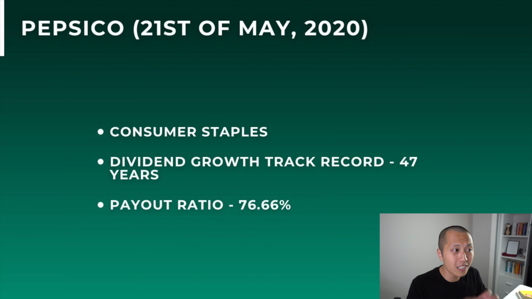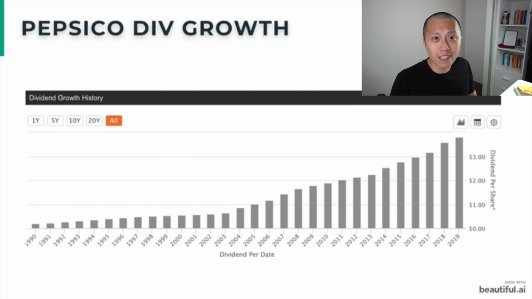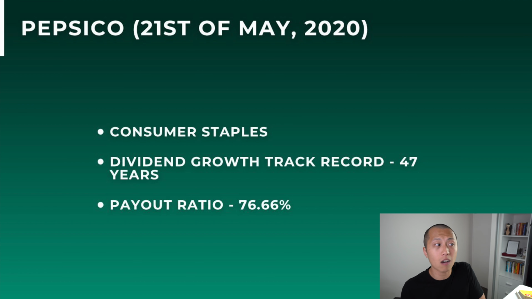Now, PepsiCo is considered to be part of the consumer staples industry, which means that it's an essential good to the broader society. Pepsi has a very spectacular dividend growth track record. They've been growing their dividends for 47 years. Now, PepsiCo is currently paying out 76% of their earnings to shareholders. Normally, I'd be quite concerned that a company is paying out so much of its earnings to shareholders, but in Pepsi's case, I'm really just not concerned at all.